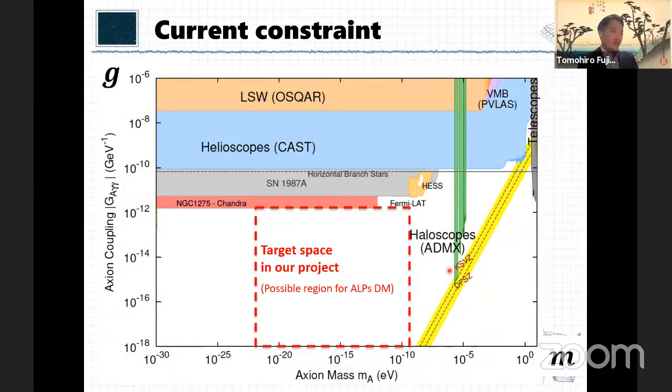But in this talk, this empty region, we have a big empty region here. This is our target parameter space in our project. So it's deviated from the QCD axion, so it's the axion-like particle parameter space. But we may have dark matter somewhere in this empty region. Okay.